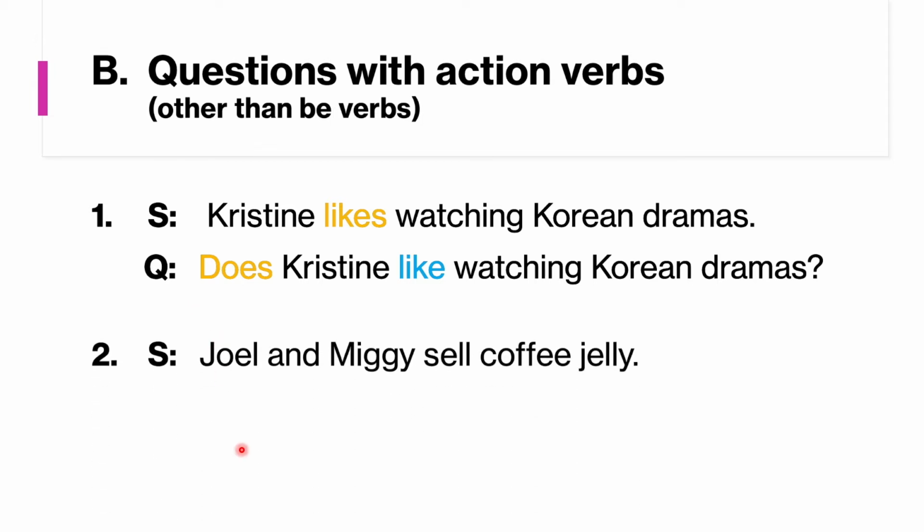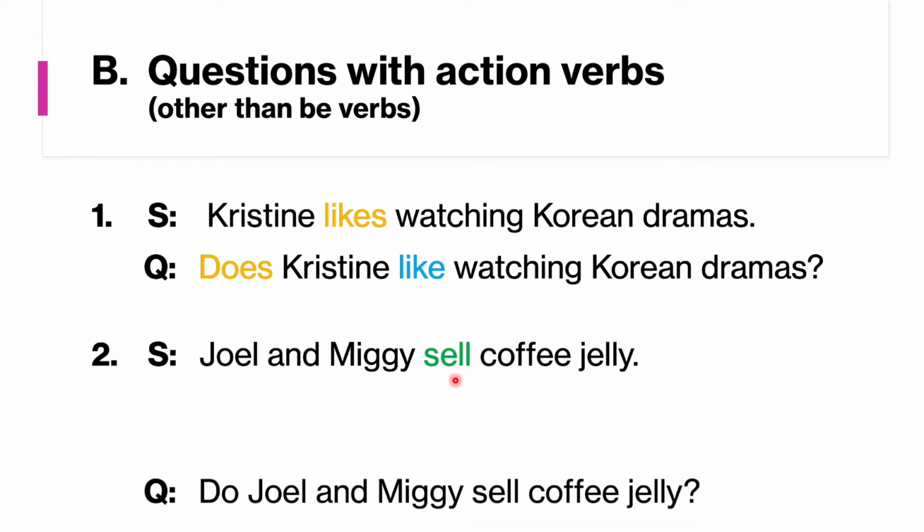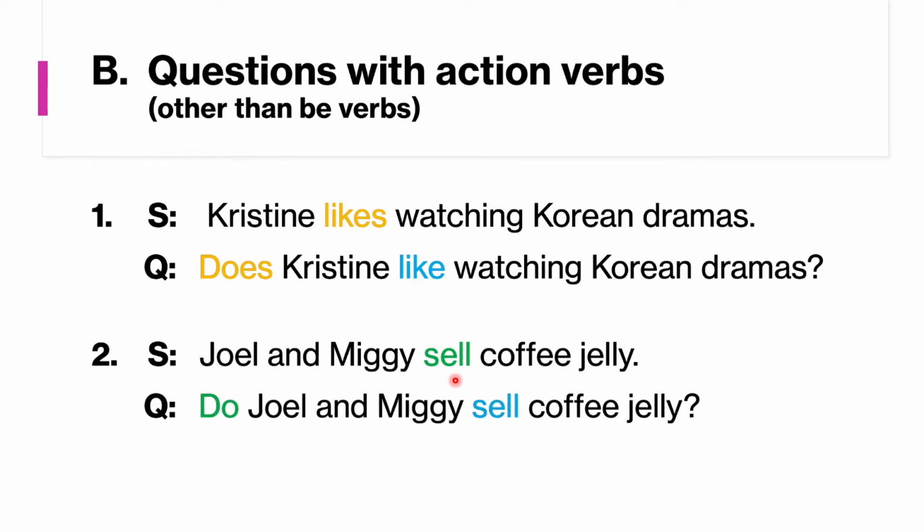Number 2, Joel and Miggy sell coffee jelly. Which is the action verb or the main verb? It's sell. Okay, take note. We have a subject here. And this time the subject is plural. There are 2 persons, Joel and Miggy. And that's also why the verb is in the base form. So we're going to use do now. Do Joel and Miggy sell coffee jelly?